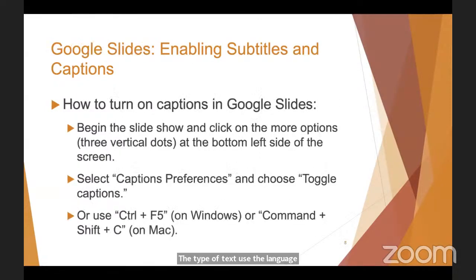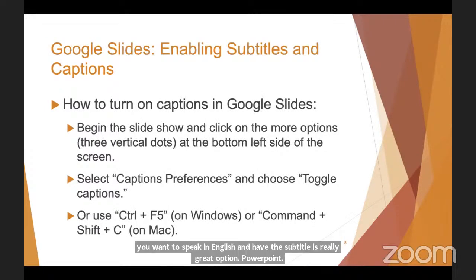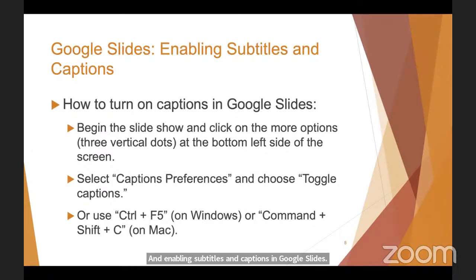And enabling subtitles and captions in Google Slides, it's the same kind of method. So you start the slideshow, and then in Google Slides, you click on the More option or three vertical dots at the bottom left side of the screen. And then you select Captions Preferences and choose Toggle Captions.